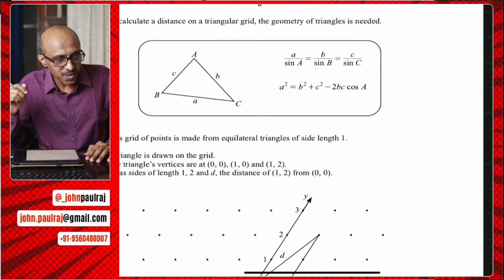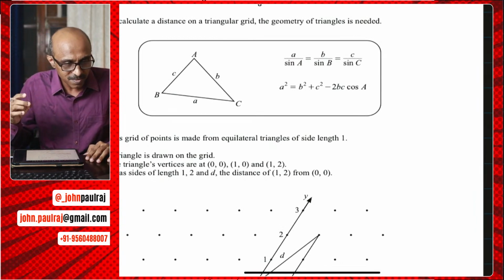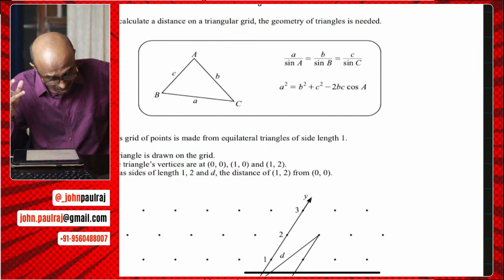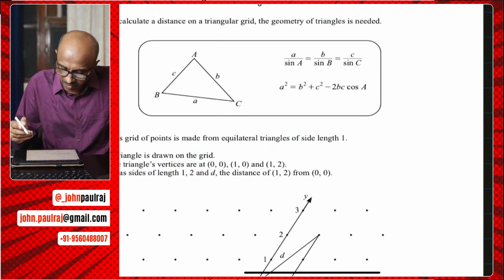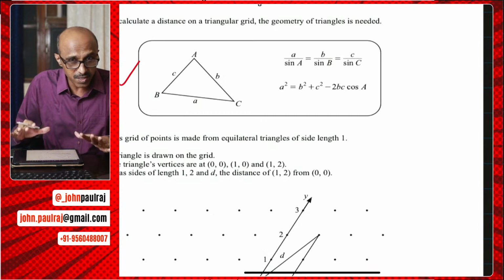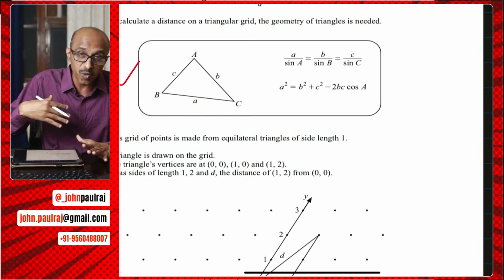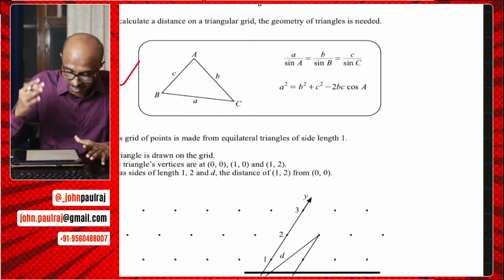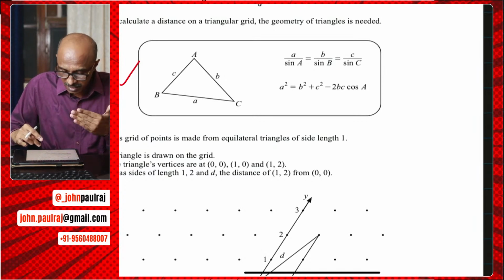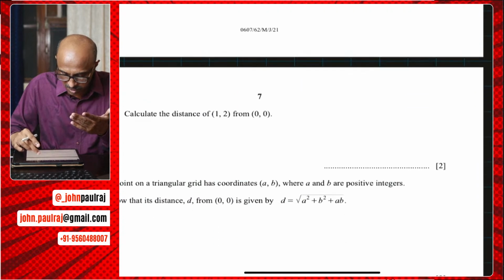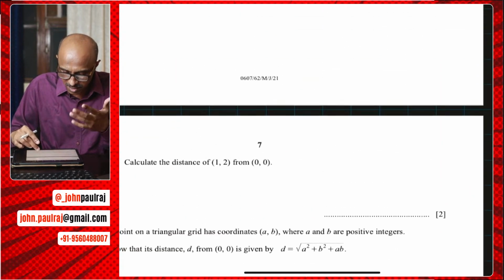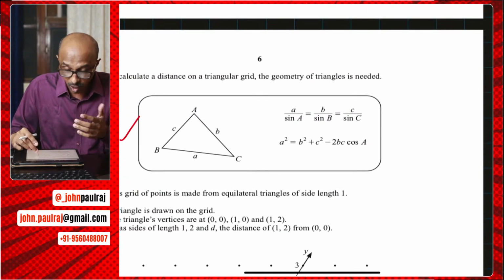Good evening. Maybe somebody asked about calculating a distance on a triangular grid: the geometry of triangles is needed. They have given us the formula for the sine rule and the cosine rule. As I said, everything that you need to solve this paper is all given here. You just need to go back and forth, look at the data that's given, look at the formulas provided, and use different approaches. Now we are coming towards the last part of this, so the difficulty level will get a little more complex.